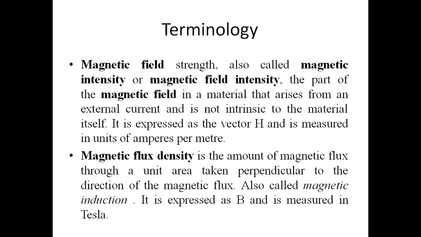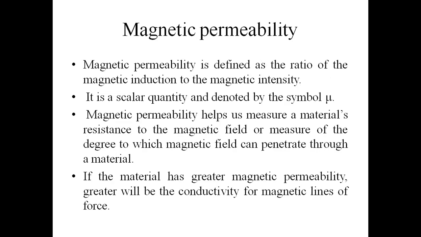It is the part of the magnetic field in a material that arises from an external current and is not intrinsic to the material itself. It is expressed as a vector H and is measured in units of amperes per meter. Next, magnetic flux density is the amount of magnetic flux per unit area taken perpendicular to the direction of the magnetic flux. It is also called magnetic induction. It is expressed as B and is measured in Tesla.